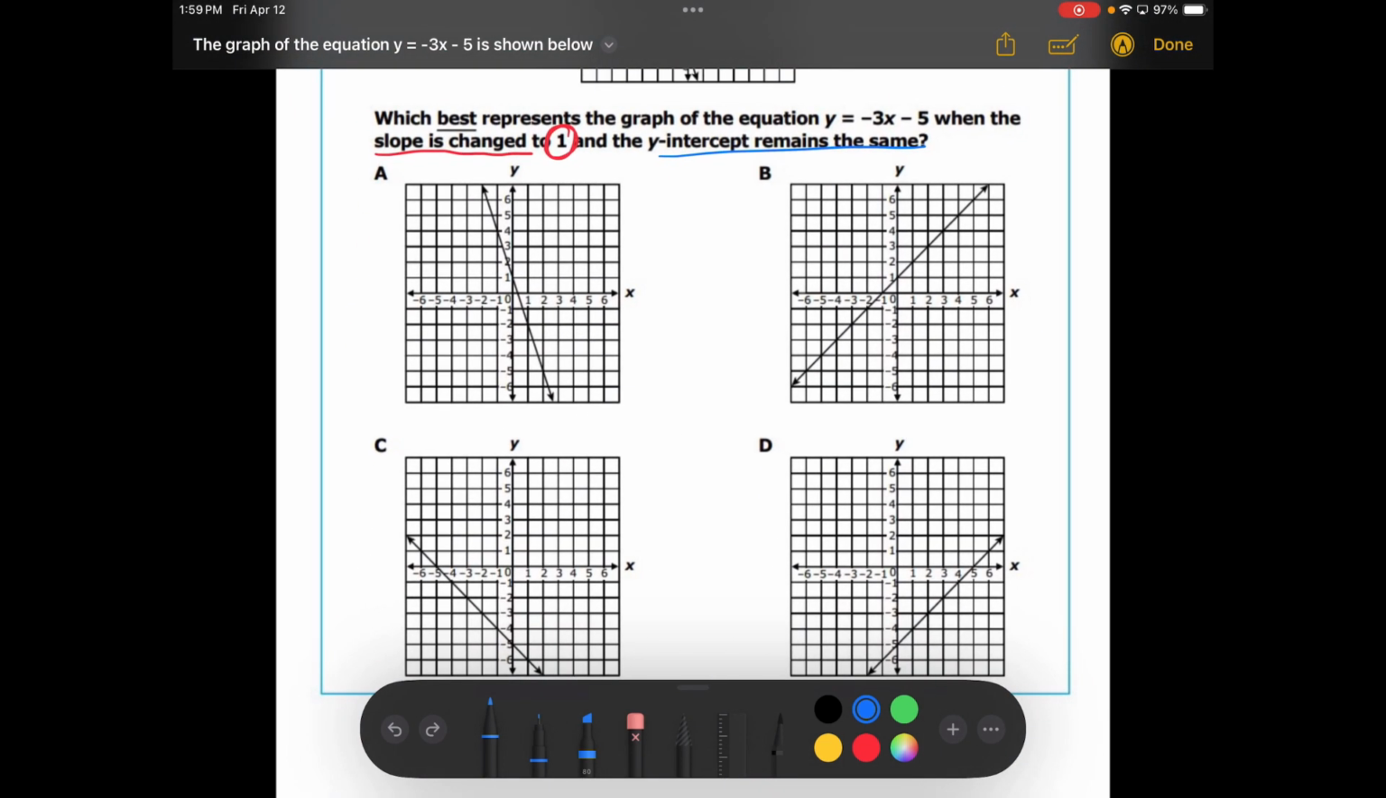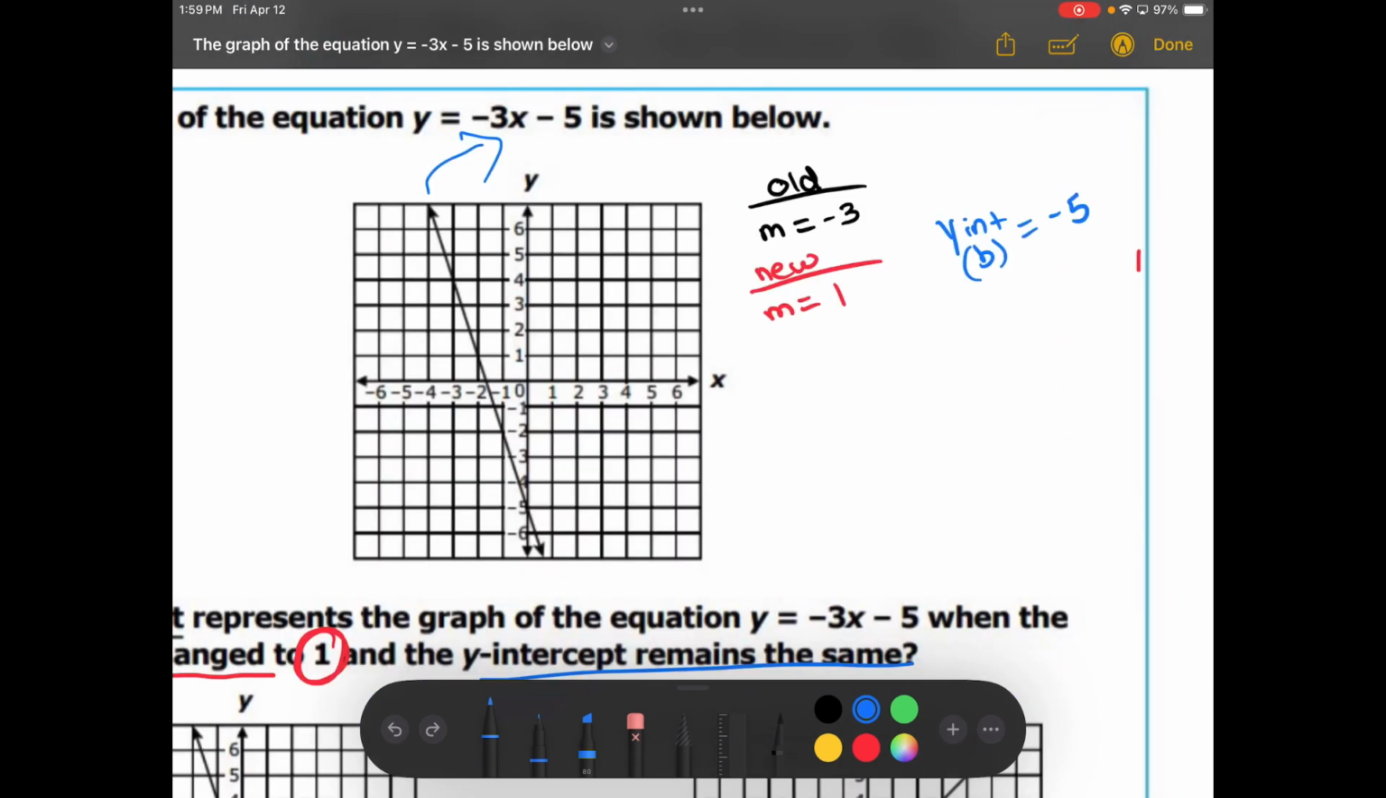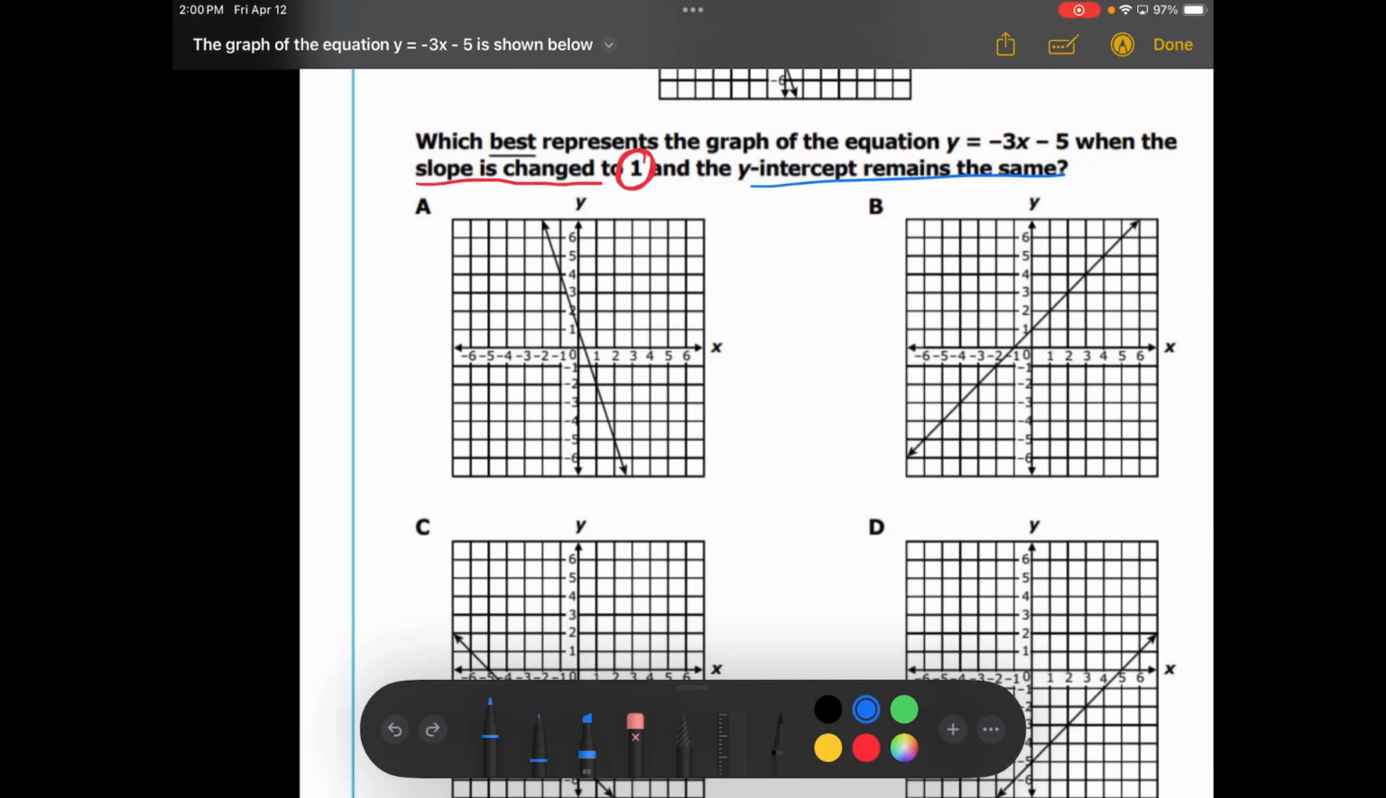So let's look at our answer choices. You got A, B, C, and D. Let's eliminate based off of what we know. We know it was negative. Now it's positive. What are we eliminating here? Somebody said C. Why are we eliminating C? Because the graph is what? The graph is going downhill, but the new slope goes uphill. So eliminate C. What else can we eliminate? A. For the same reason, right? So eliminate A and C.